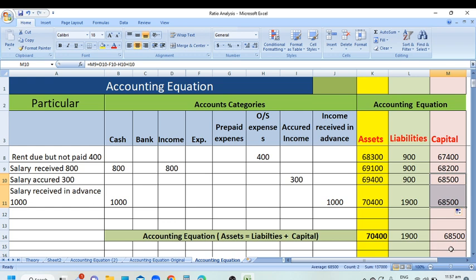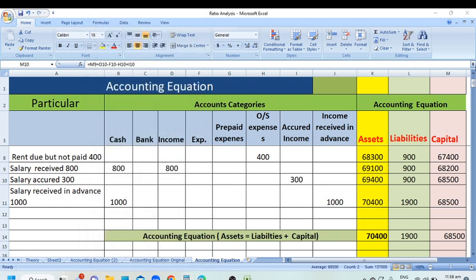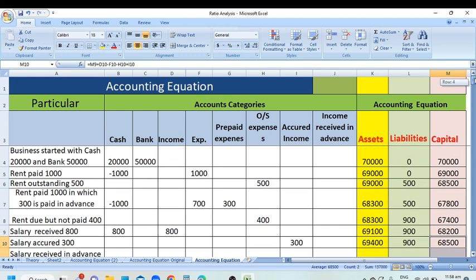Okay, so 68,500 plus 1,900 is equal to 70,400. You can do it with the calculator if you want. 68,500 plus, yeah, comes to 70,400. So this is pretty much good, and I think we got our accounting equation balanced.